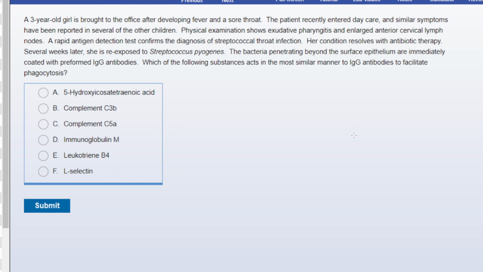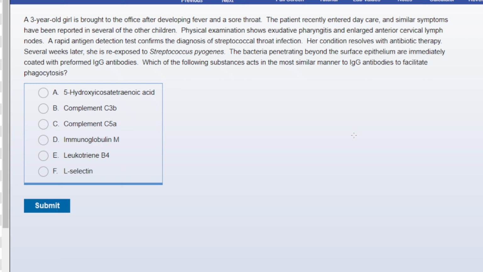Physical examination saw exudative pharyngitis and enlarged anterior cervical lymph nodes. A rapid antigen detection test confirmed the diagnosis of Streptococcus throat infection. The condition resolved with antibiotic therapy.